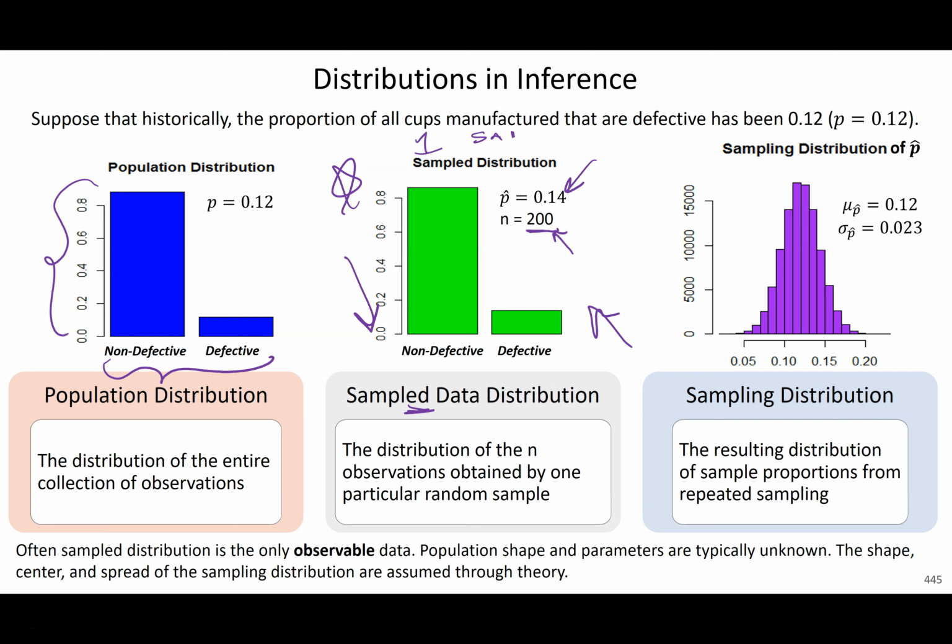What's neat is the central limit theorem will kick in here as well. The central limit theorem tells us that as long as our sample size is big enough, the sampling distribution of p hat is going to be roughly normal. It's going to be centered at p and have a standard deviation of the square root of p times 1 minus p over root n, which is really great.